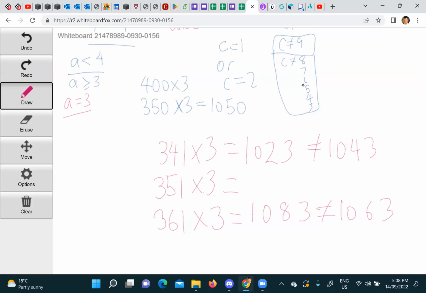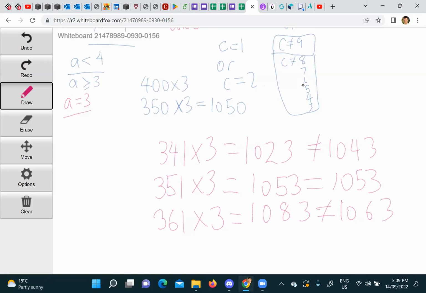Oh, I got it. It's 351. Because 3 times 351 equals 1053. And COBA is also 1053. So the answer is 351. Okay, do you understand that?